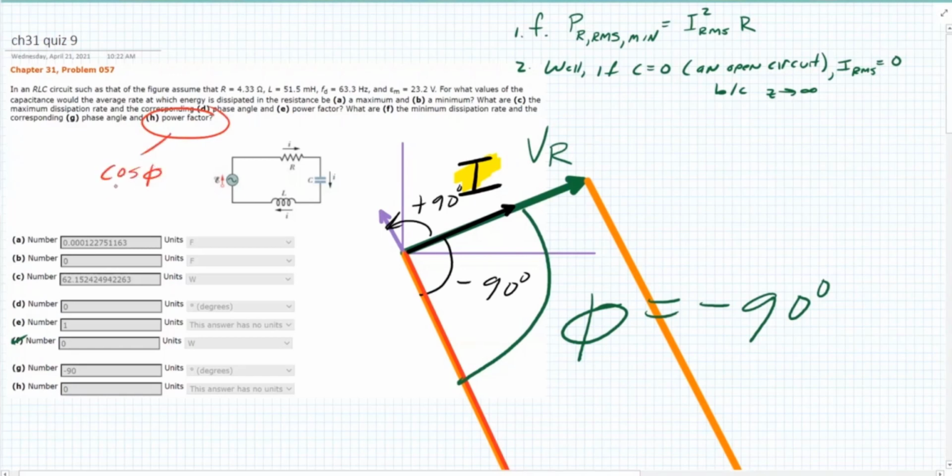That's the power factor equals 0. 0 is the worst possible case. 0 means there's no current flowing. 1 is the best possible case. It means you have the most efficient circuit you can get. And we're done with this problem.